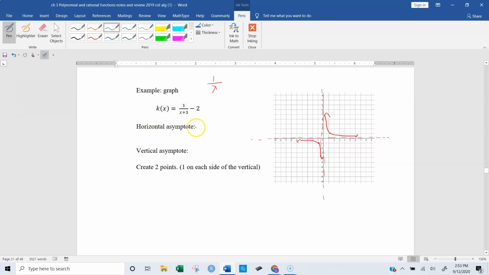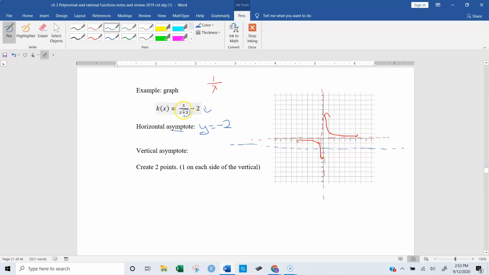The -2 is now left or right. So I'm going to move on the y, -2. So I'm going to go down 2, which means my horizontal asymptote is now down 2. So it's y equals -2. So we go to -2 and we put in our horizontal asymptote.